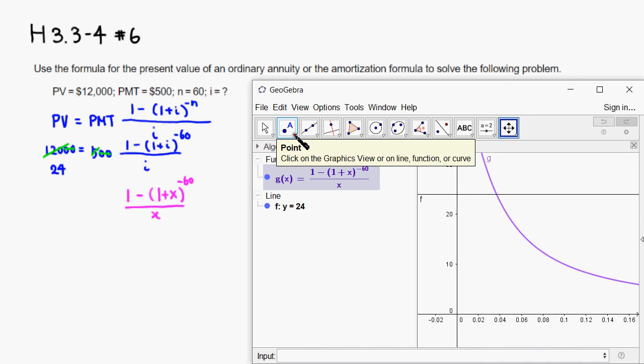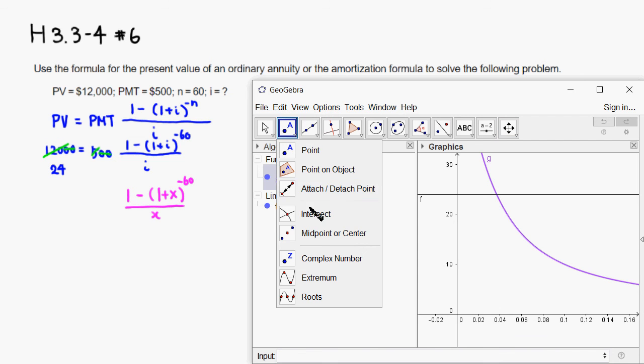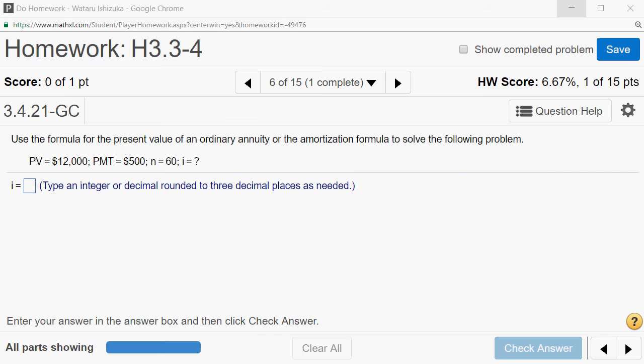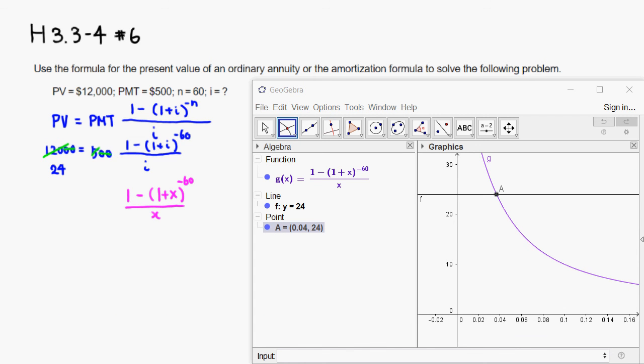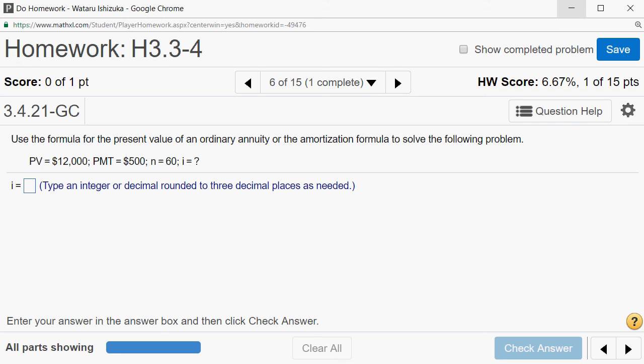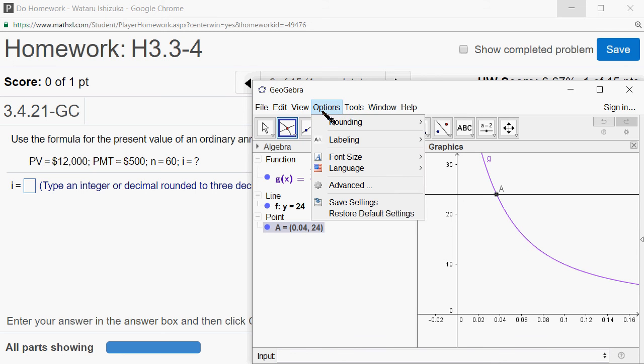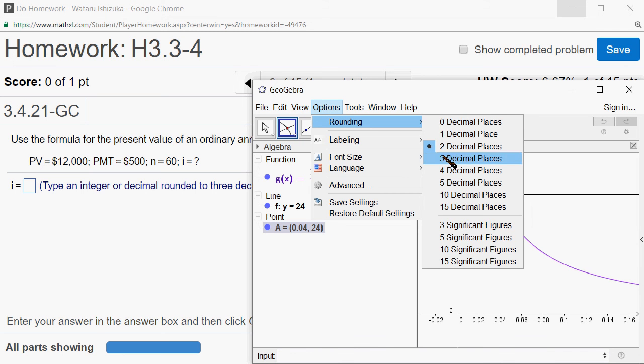So I'm going to find that intersection by using intersect. So make sure to highlight both and click, right? So let's see, it says 0.04. So what's the precision they want? Right, they want rounded to 3 decimal places. All right, so we want the 3 decimal places. So GeoGebra is at 2 decimals, so I'm going to just change that option to 3 decimal places.